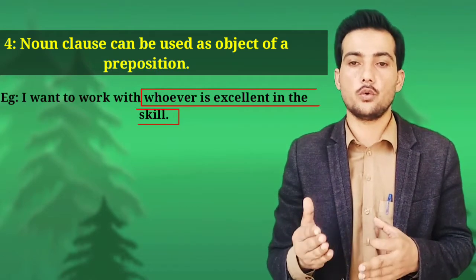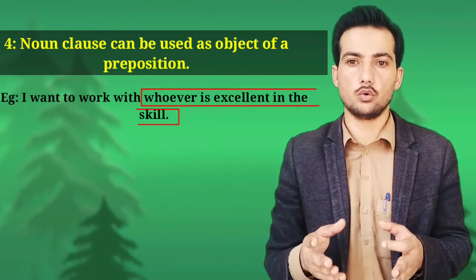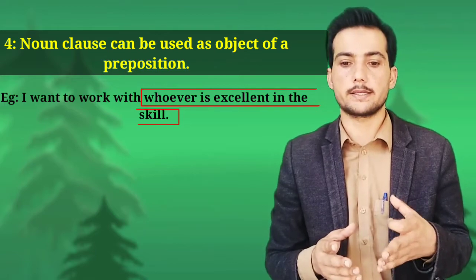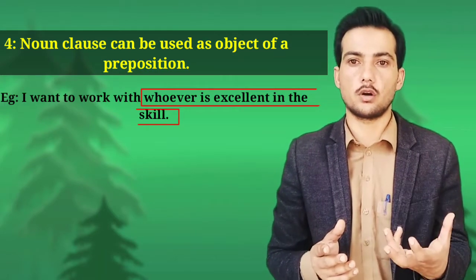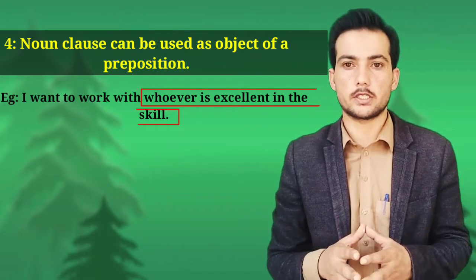So whoever, who is a subject here, is as a verb. And along with it there is a group of words. So that is why whoever is excellent in the skill is a noun clause, but here it functions like the object of a preposition, and the preposition is with.